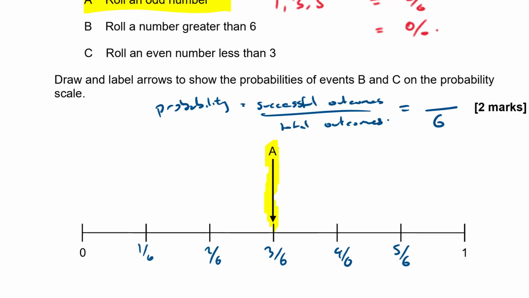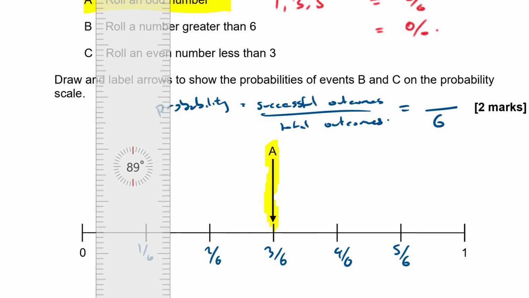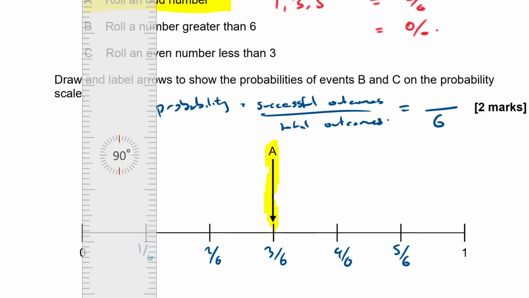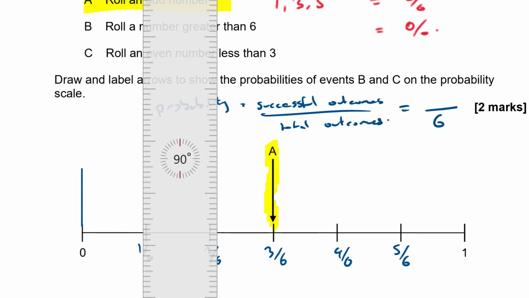So B is going to be, well, let's do it neatly. Let's get a ruler out. Okay, so we'll draw our arrow there. For B, no chance of getting a number greater than 6. So that then is B.